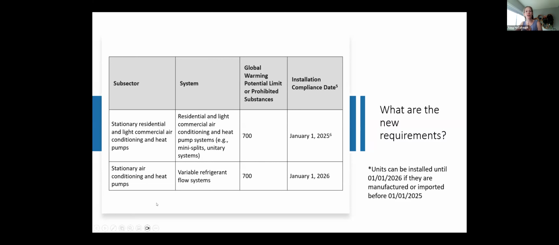For stationary air conditioning and heat pumps that are variable refrigerant flow systems, so these are the VRF systems that we commonly see in offices and multifamily buildings, the same global warming potential limit is there, but the installation compliance date is January 1st, 2026.